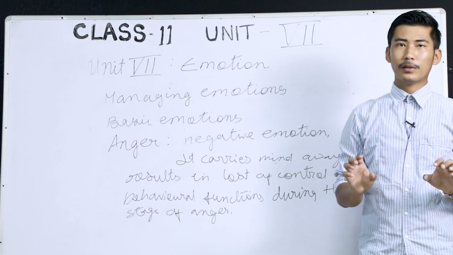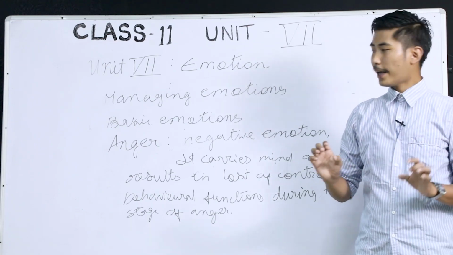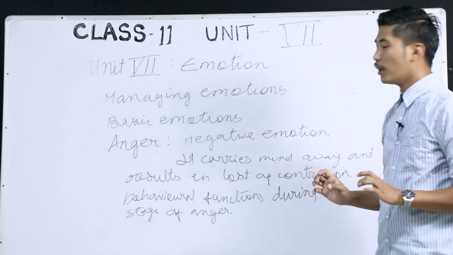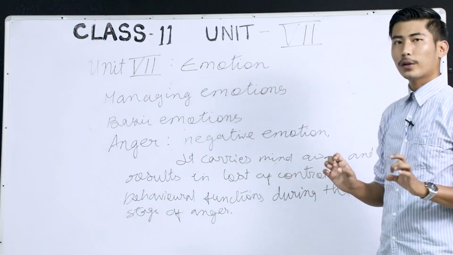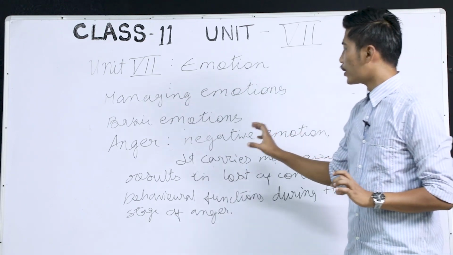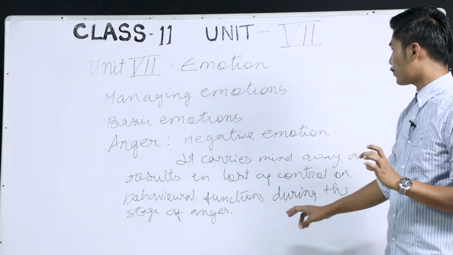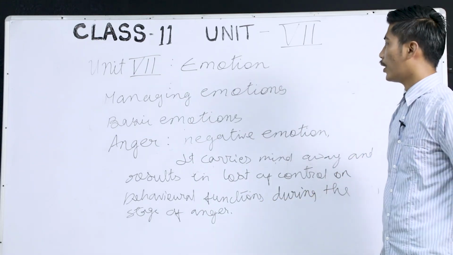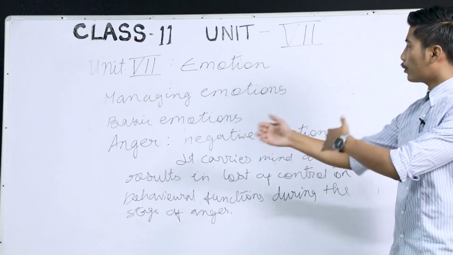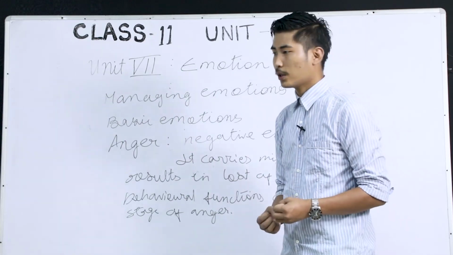So it results in assault, and sometimes anger can also lead to maladaptive behavior of sexual assault on individuals. Now, anger is basically a loss of control on our behavioral functions. So it's very important to manage anger. So I will be discussing the next topic of how to manage our negative emotions.